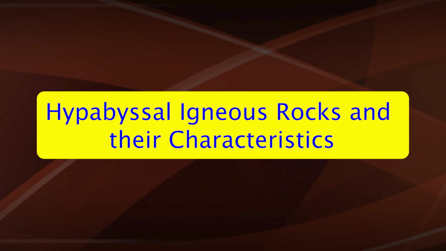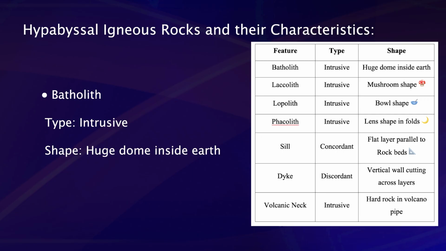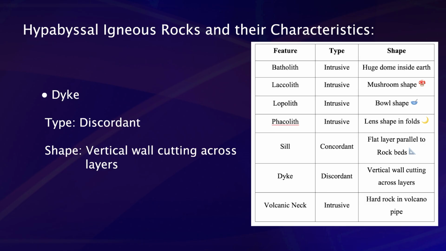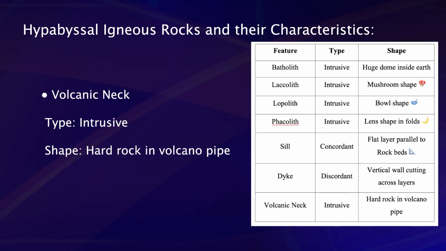Hypabyssal igneous rocks and their characteristics. Batholith is an intrusive igneous rock, a huge dome inside the earth. Laccolith, intrusive igneous rock, mushroom shaped. Lopolith, intrusive igneous rock, bowl shape. Phacolith, intrusive igneous rock, lens shape in folds. Sill, concordant, flat layer parallel to the rock beds. A dike is a discordant vertical wall cutting across layers. Volcanic neck is an intrusive igneous rock, hard, in a volcanic pipe.